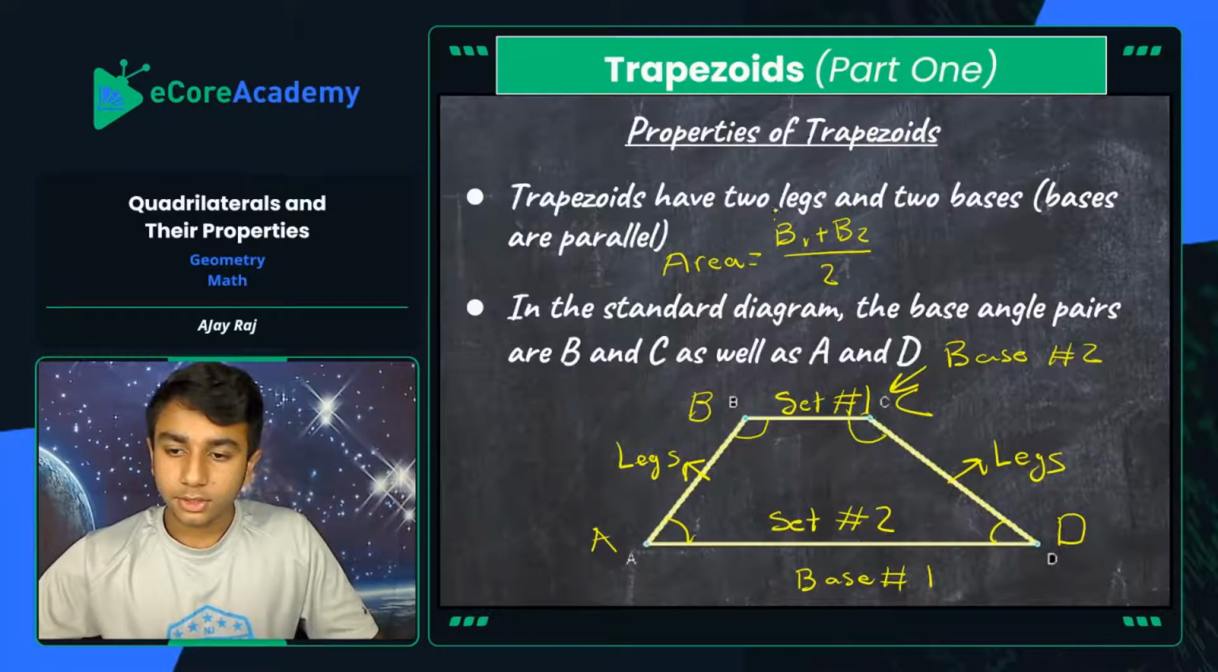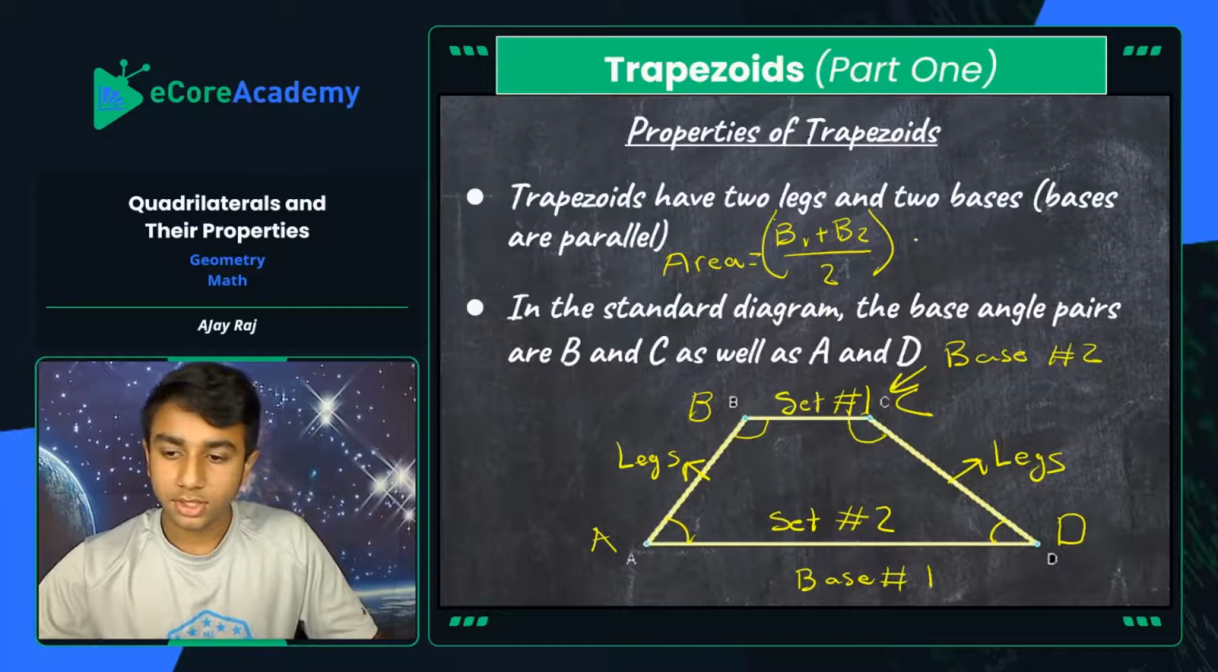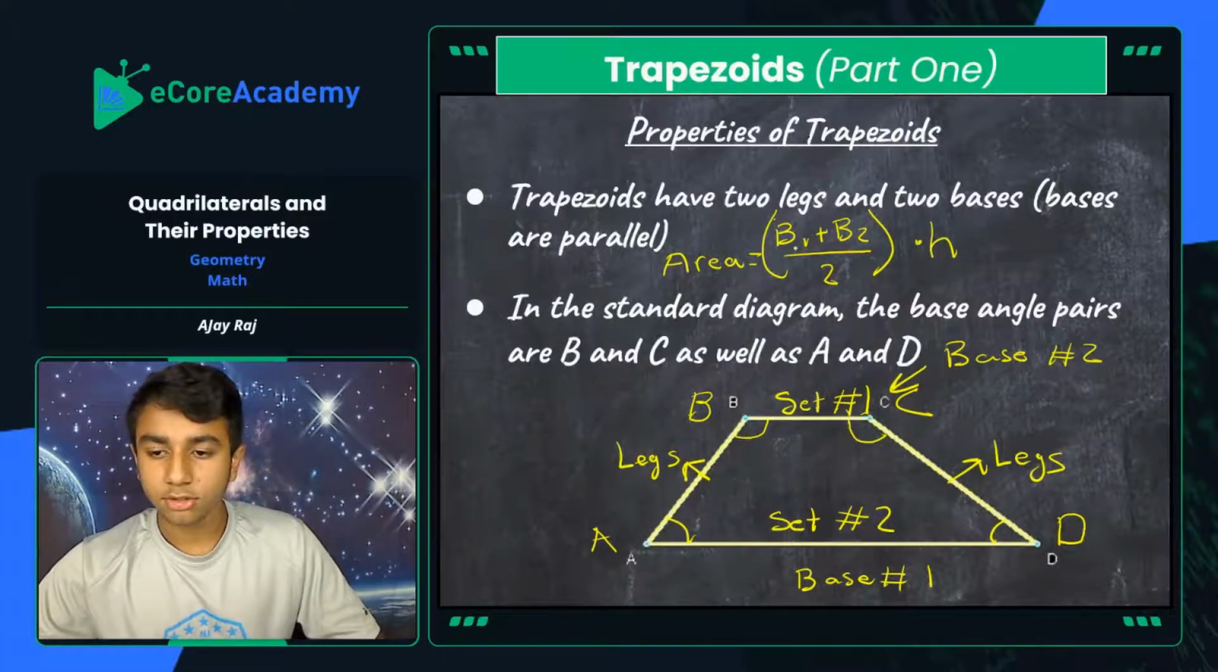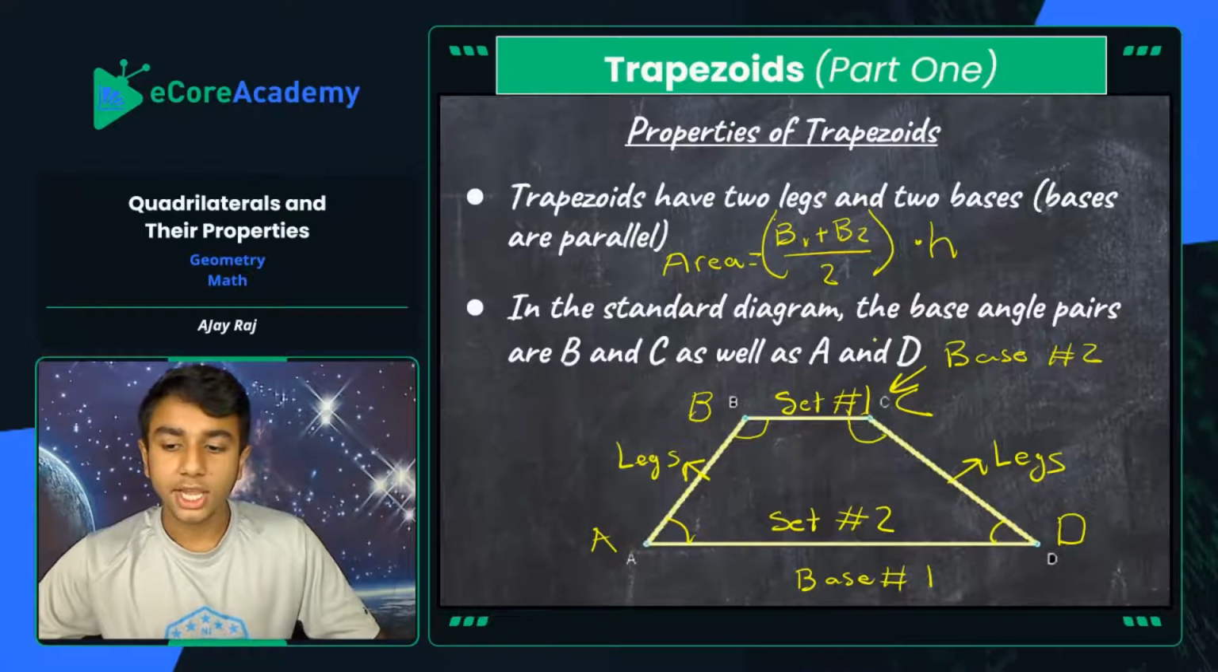Base 1 over base 2, in parentheses, multiplied by the height. And of course, your base 1 and base 2, that's your first base and your second base. You're just adding them together. So the lengths of BC and AD, in this case, you'd be adding them together, and then dividing them by 2 in order to find the average of the bases. And finally, you'd be multiplying it by the height.